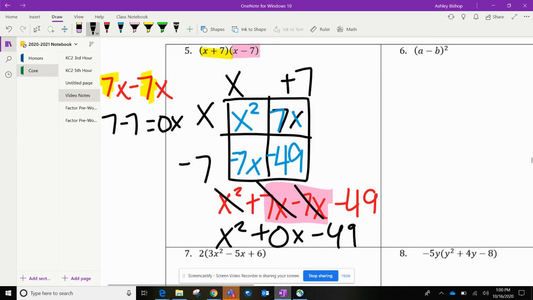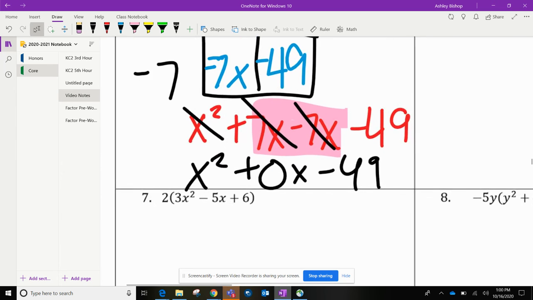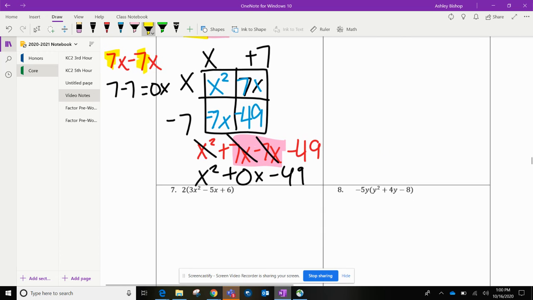It's okay for you to have 0. Now pay attention to this very carefully. It's not wrong if you got 0x. That's right. It's not wrong if you put 0x, but it's not very visually pleasing. We don't usually put 0x there. That 0x means we have no x's, so we don't necessarily write it. We would have x squared, pretend that's not there because it's not, minus 49. But if you put 0x because it keeps you organized, that is fine. It's not necessarily wrong, but you don't have to put it.